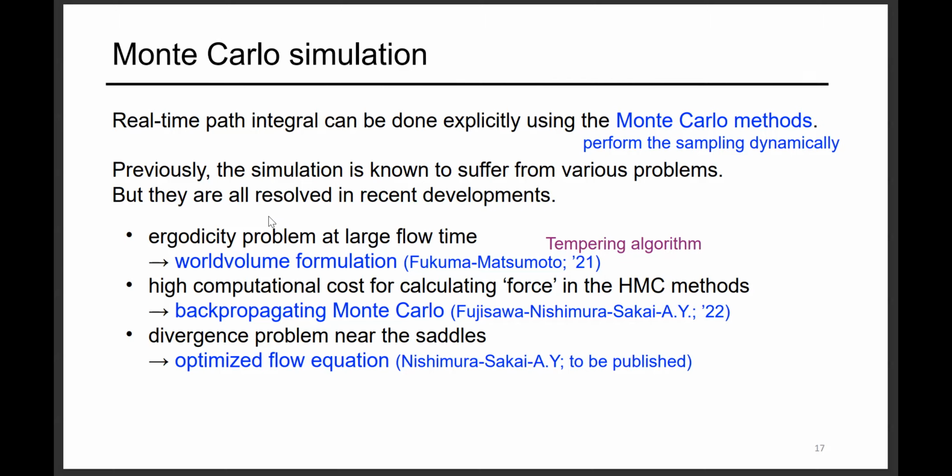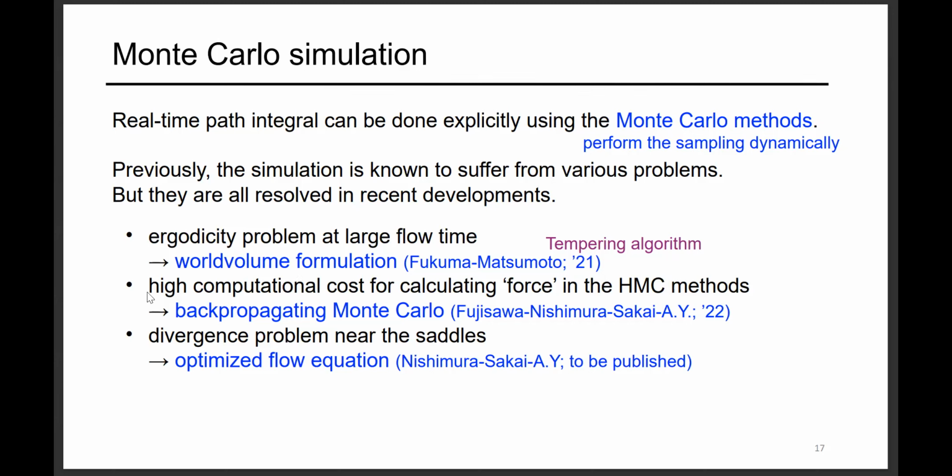Previously, the simulation was known to suffer from many technical problems, and they have just recently been resolved. One of the problems is the ergodicity problem at large flow time. But this was solved by the so-called volume formulation developed by Fukuma and Matsumoto in 2021, which is related to the tempering algorithm. Instead of performing the simulation on the deformed contour only, we allow the configuration to move away from the deformed contour, so that we don't have this kind of trapping problem.